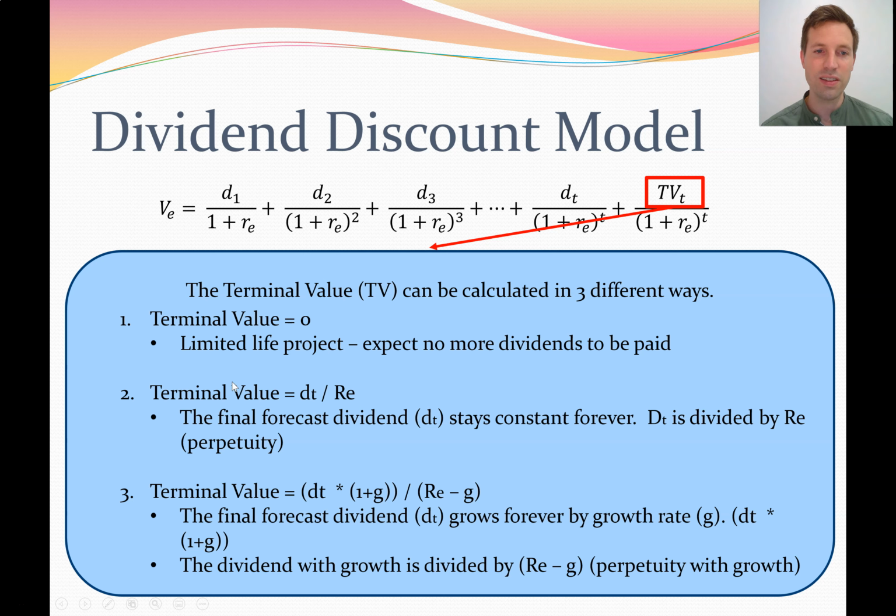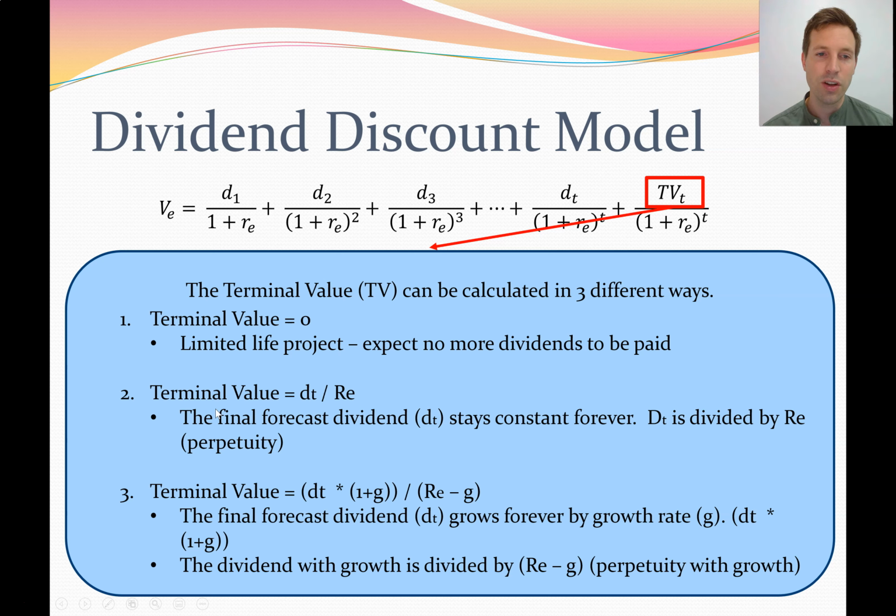We've got our 3 assumptions. Terminal value is equal to 0. I would put 0 here in this term. Then present valuing 0 is going to give us 0. And that would be when we expect no more dividends to be paid. Okay? Like the mining company that is going to mine gold for 5 years and there'll be no more gold left in the ground, so they're not going to pay us any more dividends. Or the company we expect to go bankrupt in a few years' time, no more dividends then.